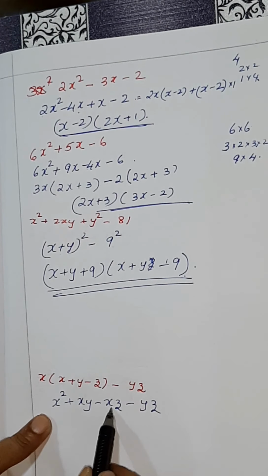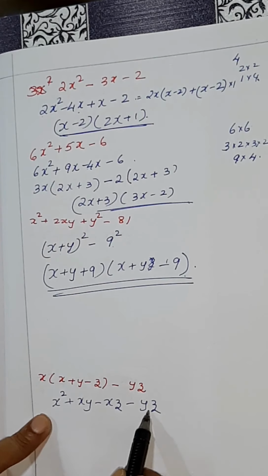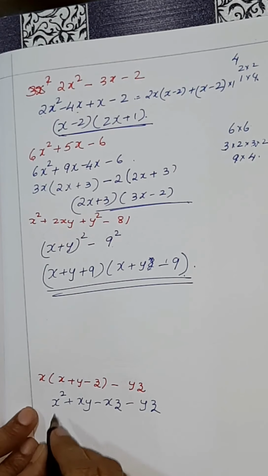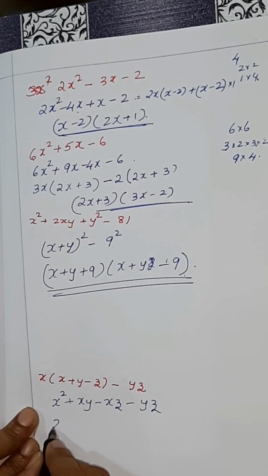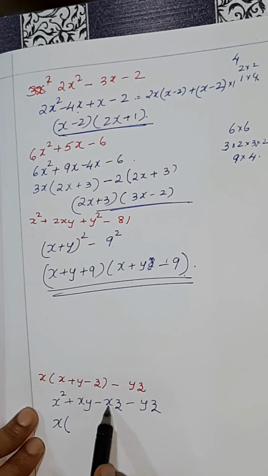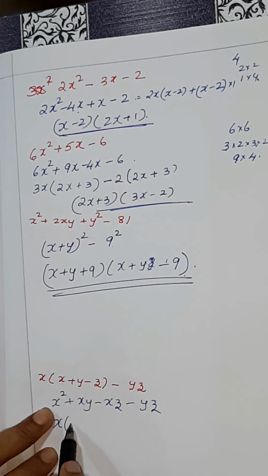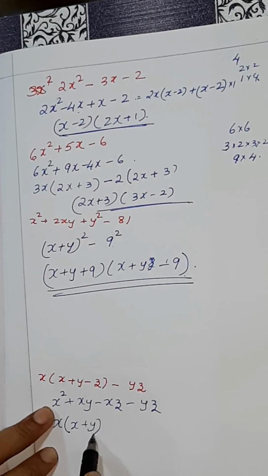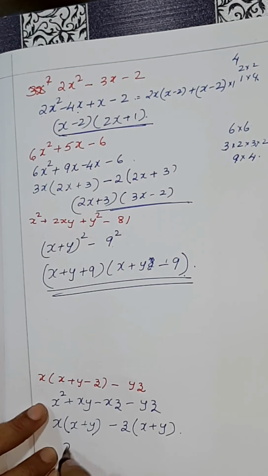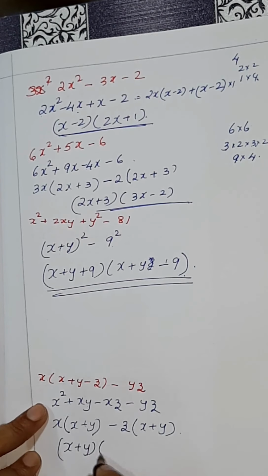Now if you see here, z is common with this and x is common. So we will write down x into, as I said earlier, you can club these two also and these two. Here I am going to pair these two. So x into x plus y, and here I will take minus z out. So it will become x plus y. So x plus y into x minus z.